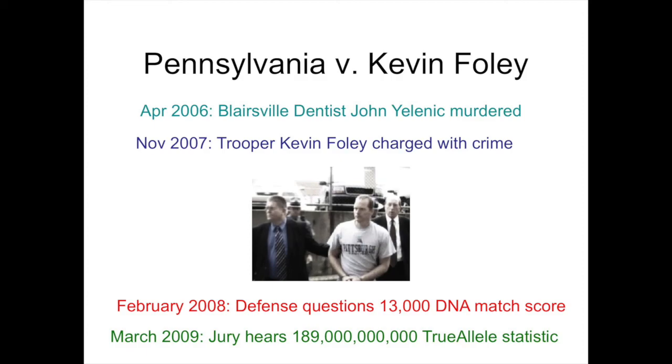And that DNA had two components from the data that the FBI developed. One was a 93% component that corresponded to the victim, and the other was the 7% component of an unknown individual. By having the computer separate out that genetic type of the unknown 7% component, make a comparison with Trooper Kevin Foley, the initial CPI match statistic, which had been 13,000, by using objective science and all the data, moved to 189 billion, which was more accurate and more objective.